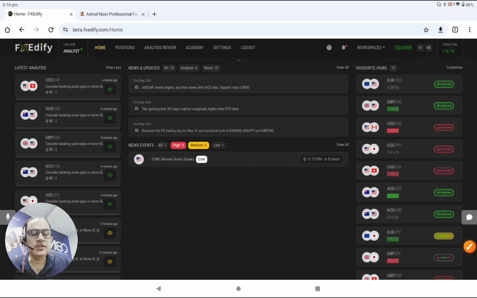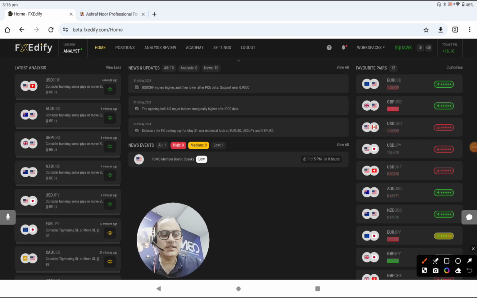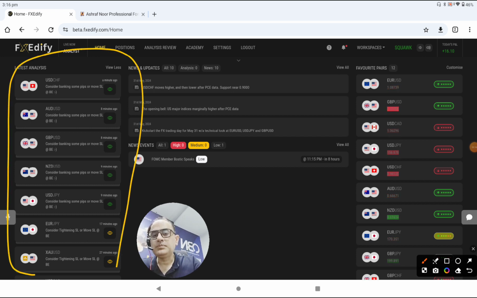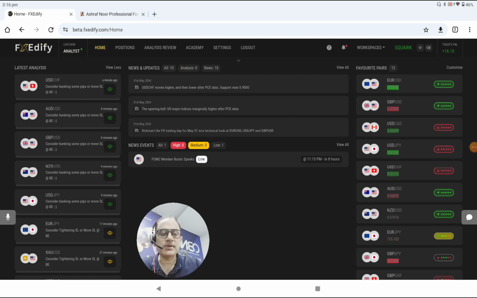Okay, so let's talk about this. If you look at this analysis, all of them, this area. Dollar Swiss franc, consider banking some pips. Aussie dollar, consider banking some pips. Pound dollar, consider banking some pips. Kiwi dollar, banking some profit. Dollar yen, banking some profit.